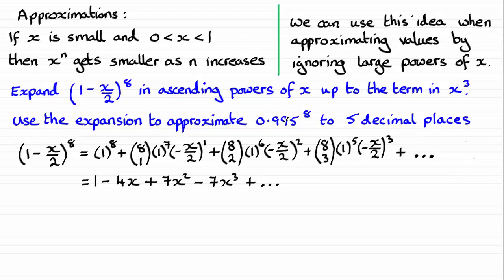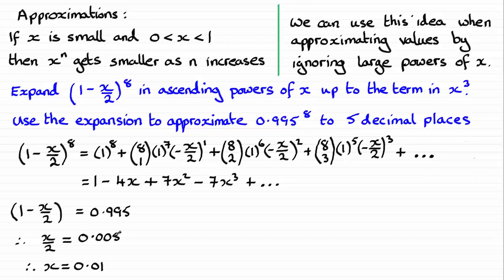Now if we're going to use this to work out 0.995 to the power 8, clearly we've got the same power here, 8. It just means that 1 minus x upon 2 must be equal to 0.995, and we should be able to figure out what the value of x would have to be. So if you set up that equation and rearrange it, you'll find that x upon 2 equals 0.005, and if you times by 2, x equals 0.01, a very small value. So as our powers get bigger in this line here, the terms are going to tend to get smaller, and we should get a good approximation.